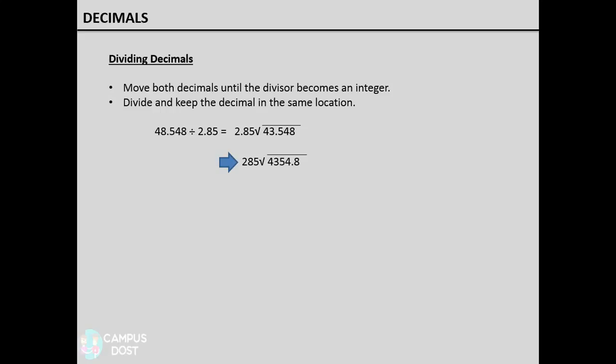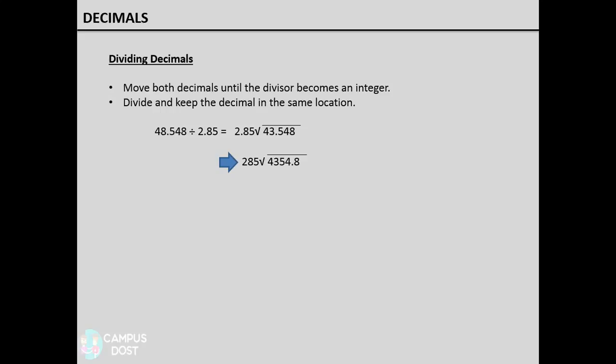Now, before we can divide, we must take our divisor here and turn it into an integer by moving the decimal 2 spaces to the right to get 285. Now since we moved the decimal in the divisor 2 spaces to the right, we must also take the dividend and move the decimal 2 spaces to the right to get the following number.